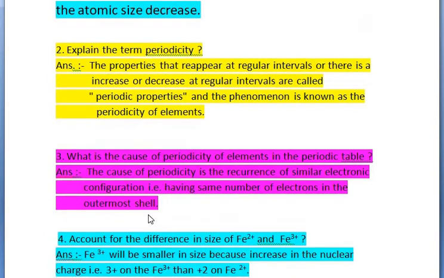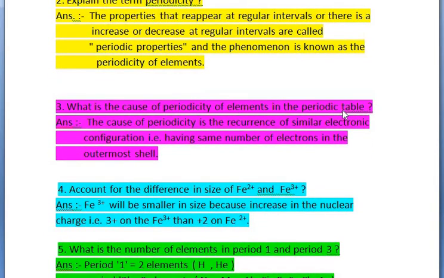Now moving on to question number 3, that is, what is the cause of periodicity of elements in the periodic table? The only reason for the periodicity of elements in the periodic table is their similar electronic configuration. If we talk about the hydrogen atom, in the last valence shell it has one electron only. The lithium also has one electron only, and the sodium atom also has one electron only. The same holds for group 2 elements, group 3, group 4. Every group contains the same number of valence electrons, and due to this similar last electronic configuration, they all have similar chemical properties.